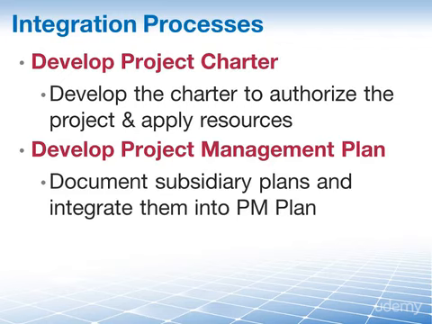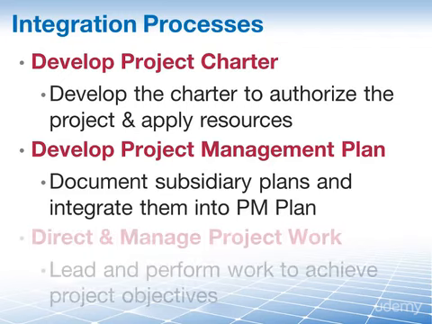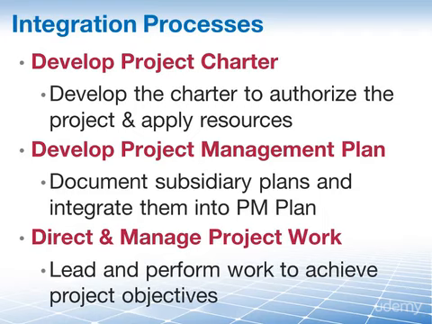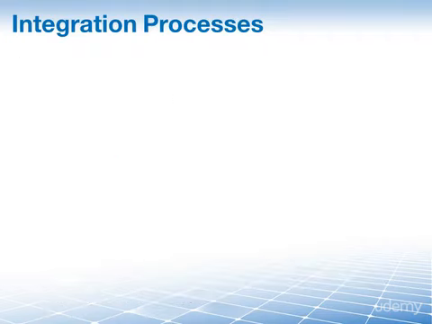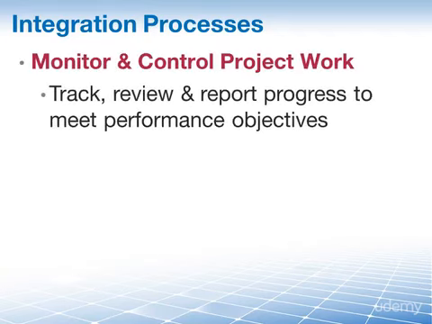Now that everything is planned, we can start doing the work. The process is called Direct and Manage Project Work. That's the process of leading and performing the work defined in the project management plan and implementing approved changes to achieve the project's objective. And as we are actually doing the work in this third process, we have the 4th and 5th process that help us monitor and control everything, beginning with Monitor and Control Project Work, the process of tracking, reviewing and reporting the progress to meet the performance objectives defined in the project management plan.